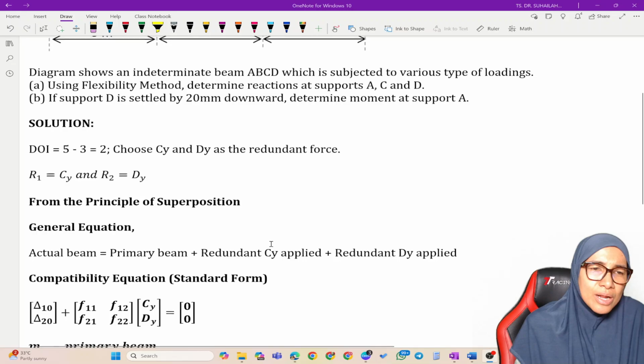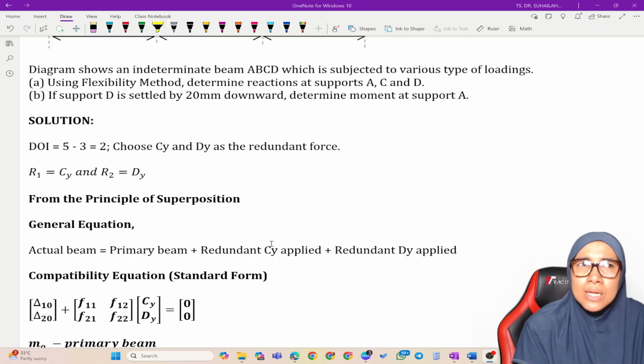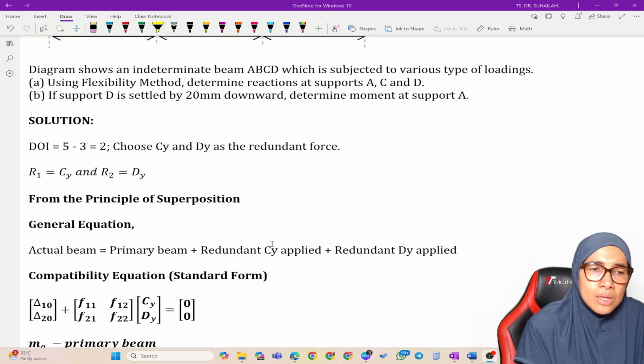calculating the degree of indeterminacy. So degree of indeterminacy we will calculate from finding the difference between number of unknown reactions and three equilibrium equations. It is actually three unknown reactions that can be solved using three equilibrium equations. So we get 2 here.